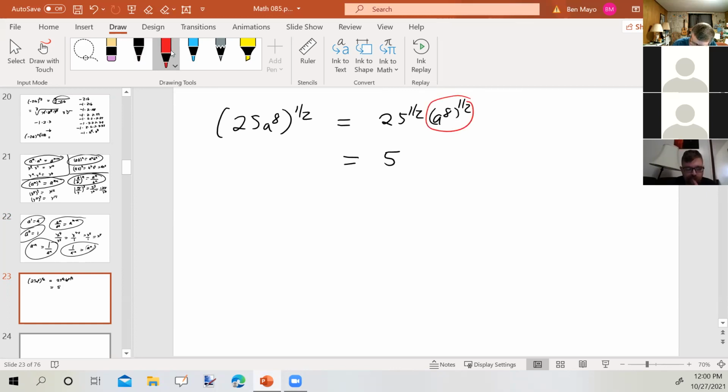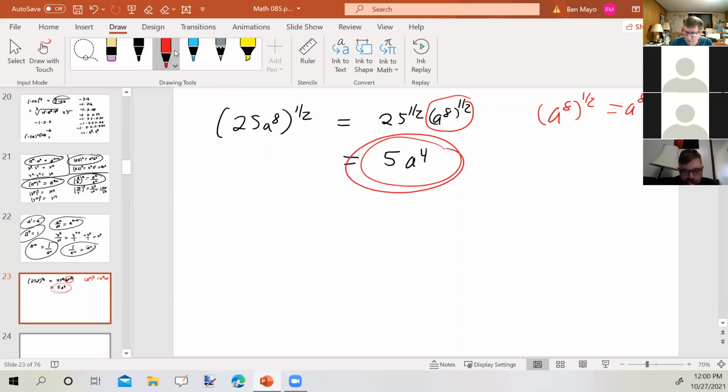A power raised to a power, you would multiply the exponents. So a to the 8th to the 1/2 would be a to the 8/2 or a to the 4th power. Now, since the variable is raised to an even exponent, even if the variable was negative, a negative number raised to the 4th power is positive. So I don't need an absolute value on that answer. All right.